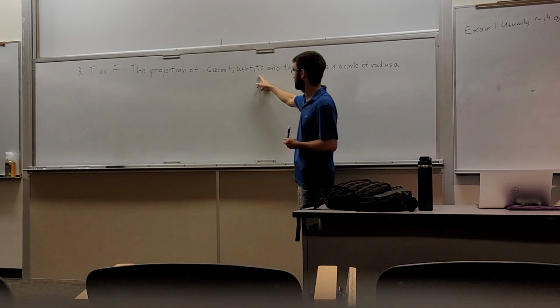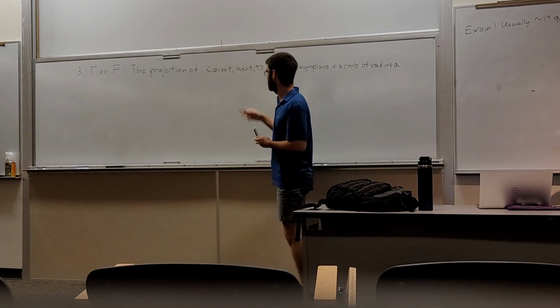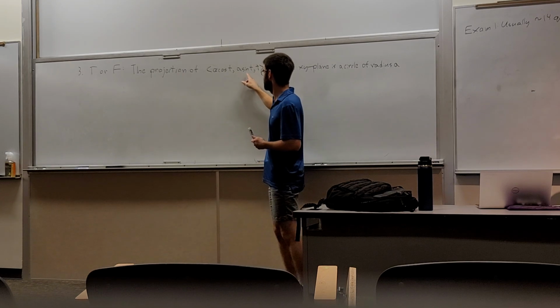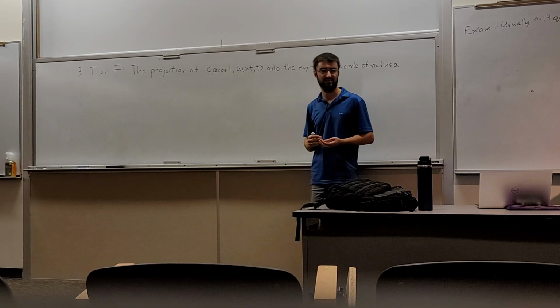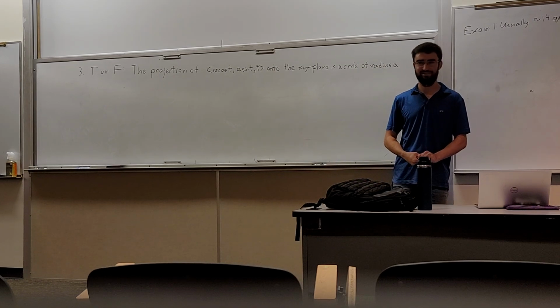But if we were to project this onto the xy plane, that would mean that the z component is equal to 0. So we would actually just get a cosine t, a sine t, 0, which is in fact a circle of radius a, so it would be true. Are there any questions about that? Pretty straightforward.